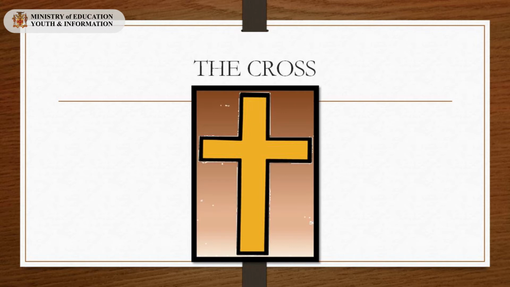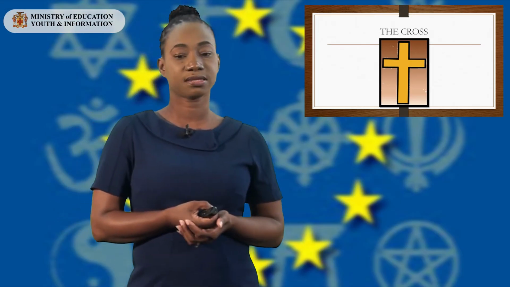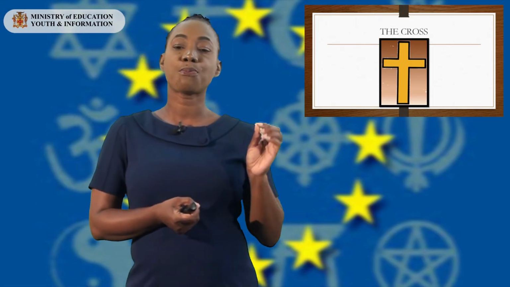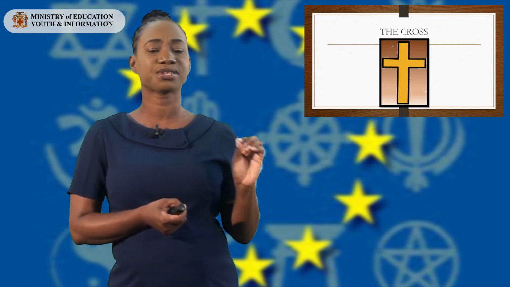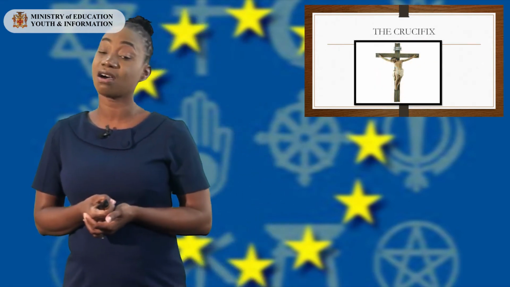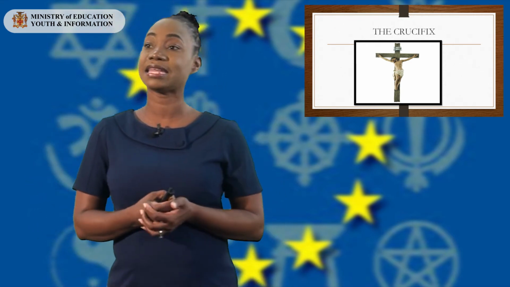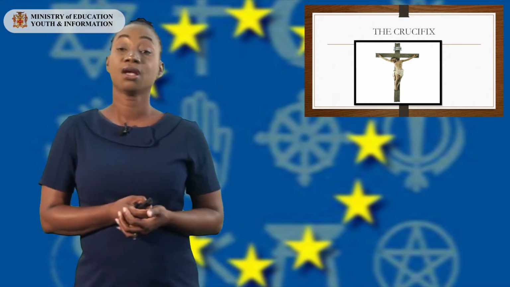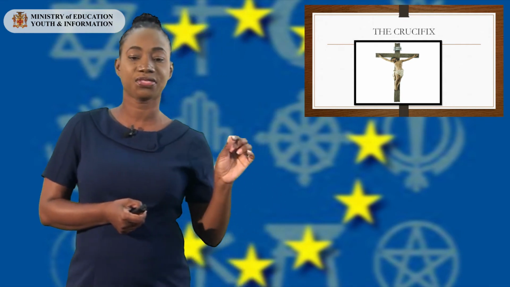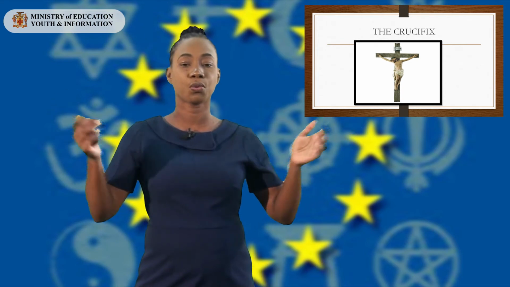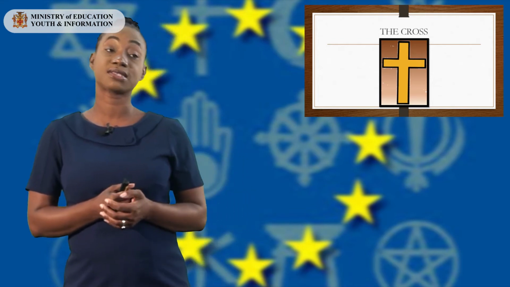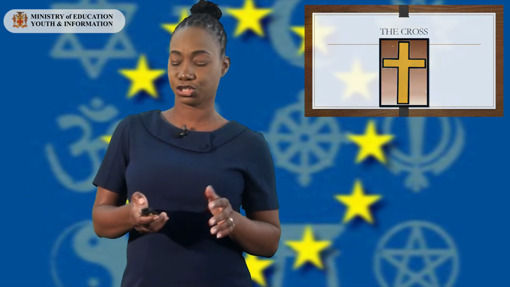Okay, children, I want you to turn your attention to the screen. We're going to be looking at each of the symbols that are associated with various religions. The cross, for example. The cross is the most powerful and most important Christian symbol. Sometimes the figure of Jesus is on the cross, and then it is called a crucifix. The crucifix is a symbol of the death of Jesus for the sins of the whole world. Sometimes the cross is empty, and this symbolizes Jesus' resurrection.